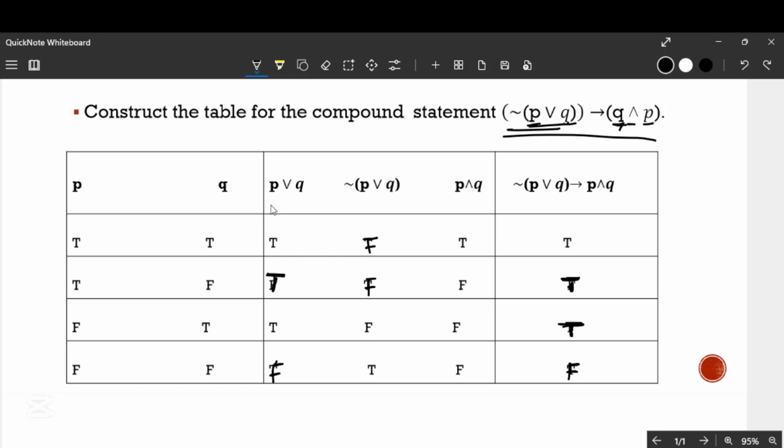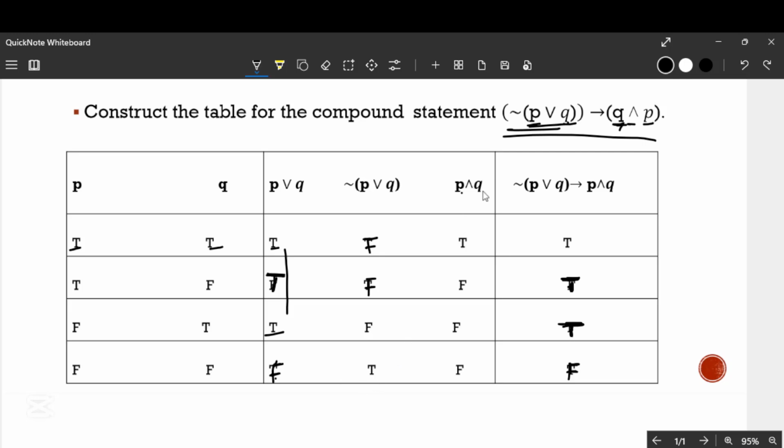In this particular table, the disjunction for P and Q is true, true, true, true, false, true. We said at least one should be true. False, true, true, false, false, false. Then the negation of all these: the negation of true is false, the negation of true is false, and the negation of false is true.